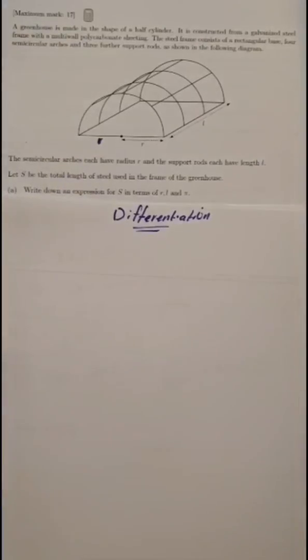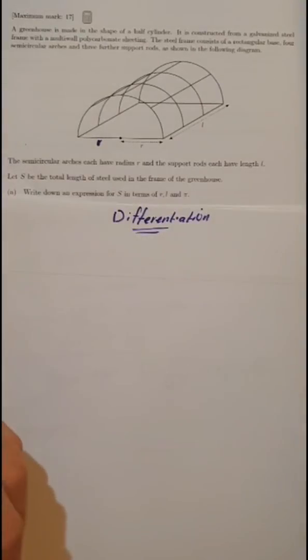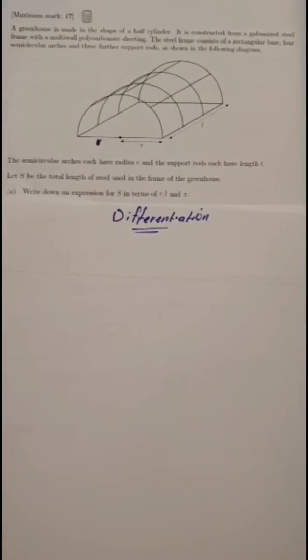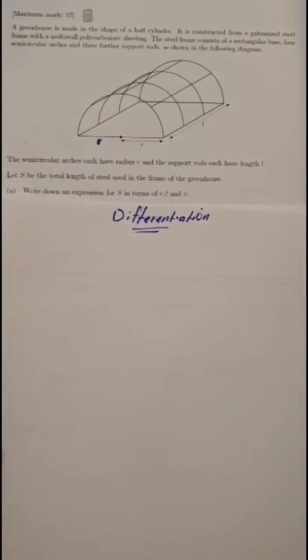A greenhouse is made in the shape of a half cylinder. It's constructed from a galvanized steel frame with multi-wall polycarbonate sheeting. The steel frame consists of a rectangular base, 4 semicircular arcs, and 3 further support rods, as shown in the following diagram. The semicircular arcs each have radius r, and the support rods each have length L. Let S be the total length of the steel used in the frame of this greenhouse, and we need to write an expression for S in terms of r, L, and pi.